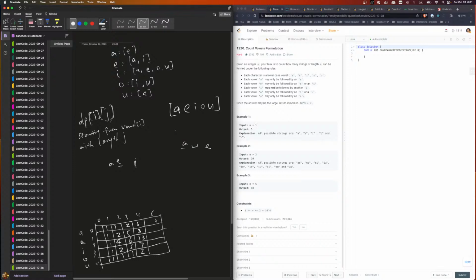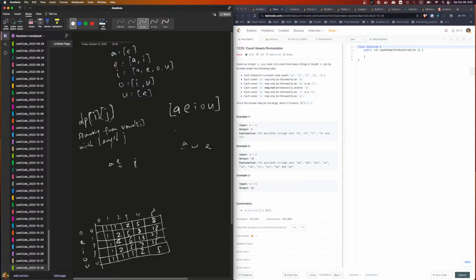So A equal to E. E equal to A plus I. That's 18. This will equal to everybody together. That's 22. And O will equal to I plus U, which is 15. And U will equal to A, which is 5. So we add these together. What's this? 20, 48, 42, 60, 68. Okay. I think that's how we're gonna do it.